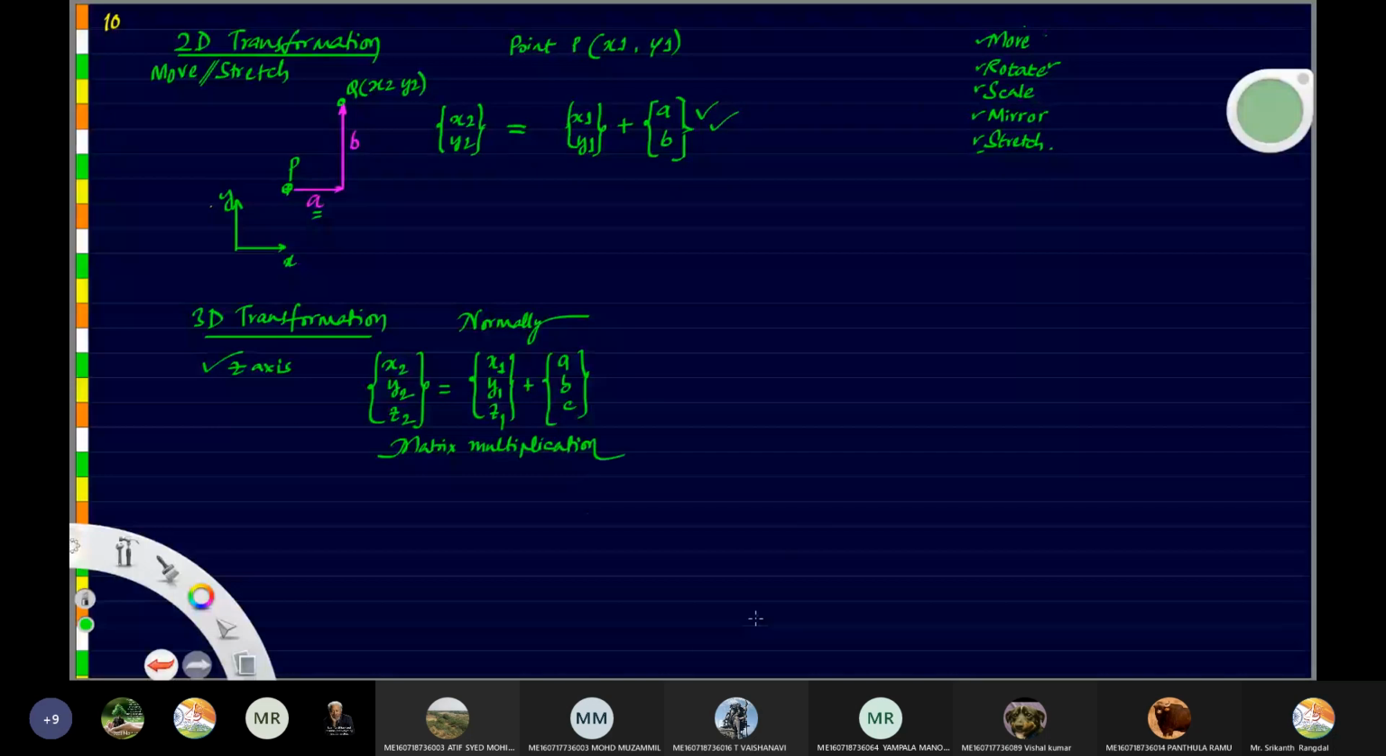But if we want to write this in homogeneous format, how will that happen? So x2, y2, z2, and we will have to take one more coordinate. So why are we taking that one extra coordinate?